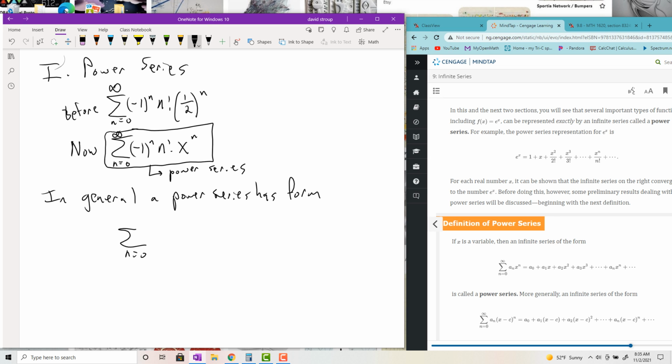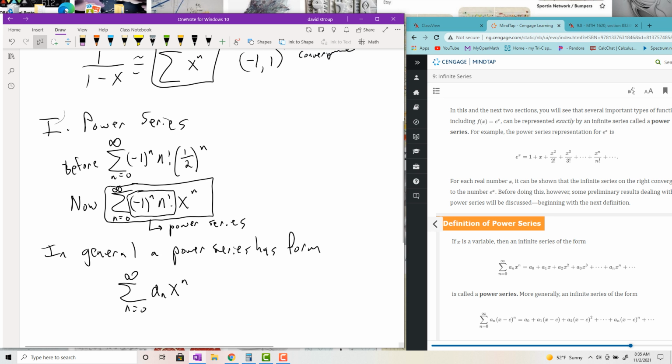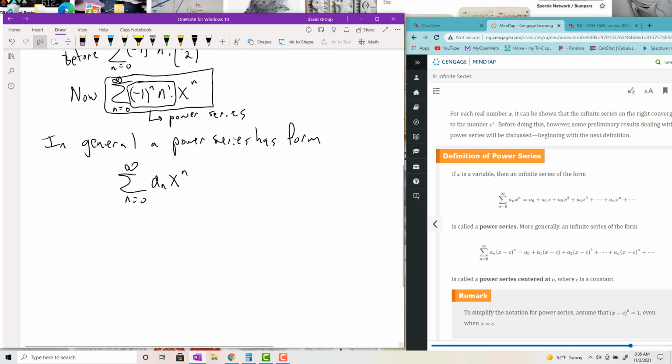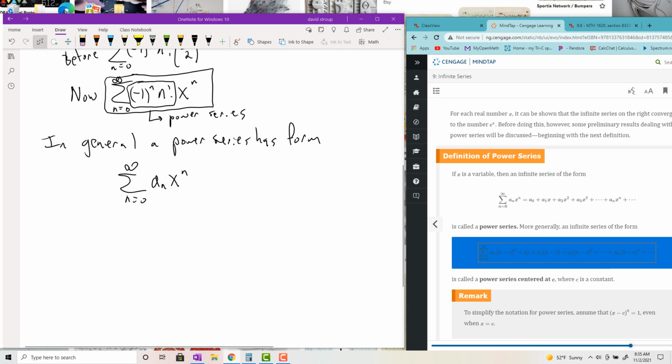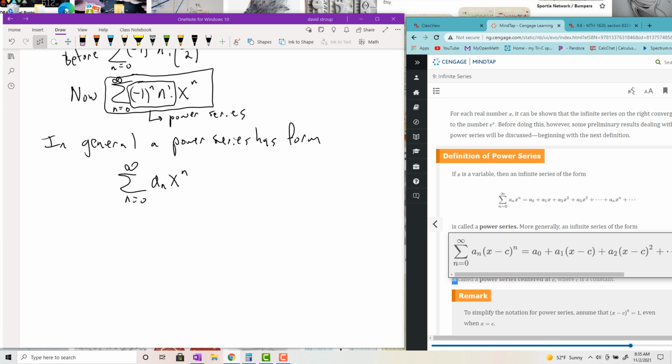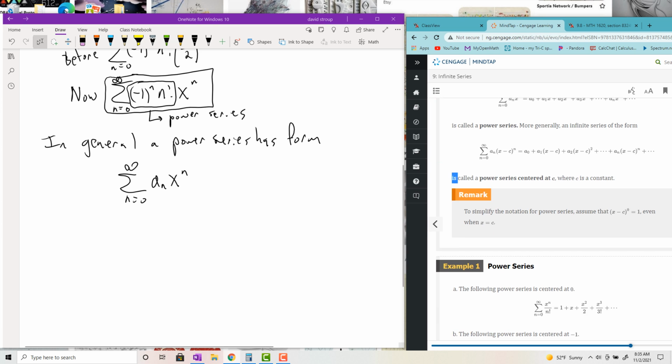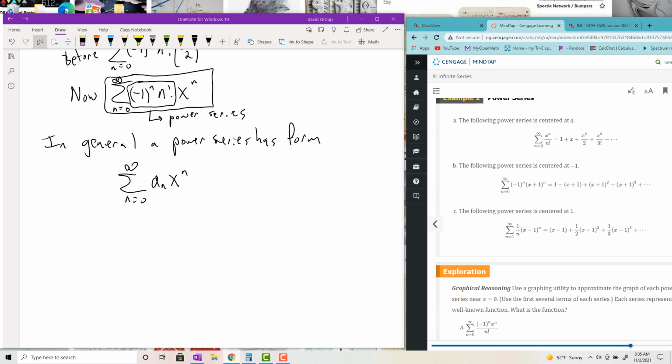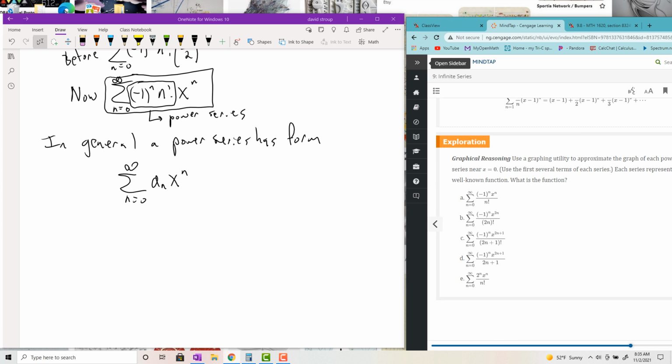So starting at n equals 0 to infinity of a sub n x to the n. In the above case, this portion here is a sub n, and then you have that x to the n tacked on. And of course, you can have the kind of shifted power series you see there on the right. That thing, you just put x minus c instead of x. Okay, no big deal. So anyways, there's the power series.